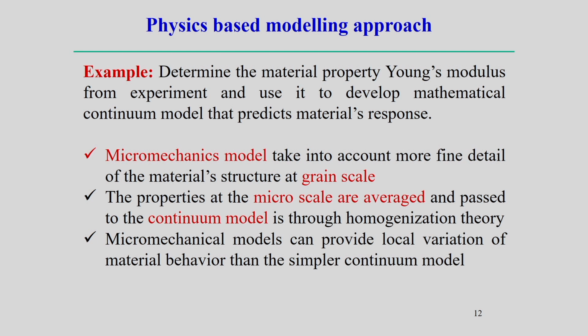So, the properties at the micro scale are averaged and passed to the continuum model through homogenization theory. That means in the micro scale model we analyze all these things, and then the information is passed as average property values to the next scale modeling approach. In that way there is a development of different multi-scale models, and it means that it is necessary to analyze what is happening at each and every scale.